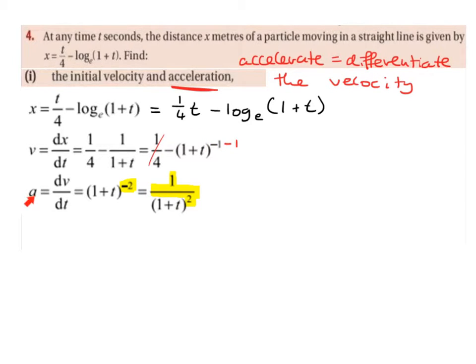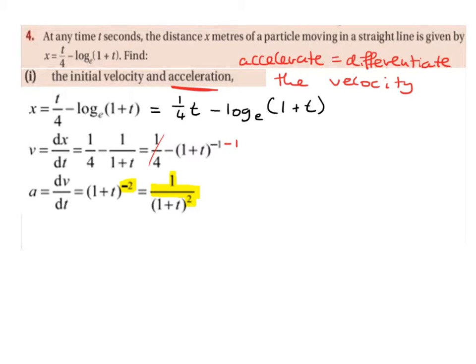So a, which stands for the acceleration, is dv dt, the derivative of v with respect to t. The quarter has no t stuck onto it, so it's a constant, so we just cross it off, because remember, we're differentiating with respect to t. dv dt means to differentiate with respect to t. And then we have minus 1 plus t to the power of minus 1, and then we subtract 1 from that power.